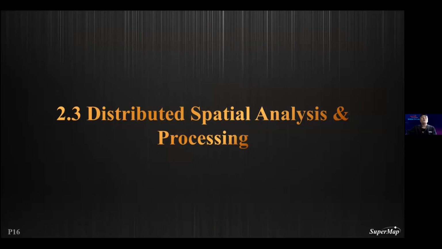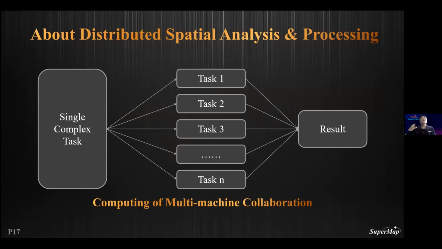All right, and the 2.3 is a distributed spatial analysis and processing. It's very easy to understand, which is the distributed spatial analysis and processing is to divide the single complex task into multiple tasks. Such as we have one server and we have some other server cooperate with it to be a cluster. So we can use all of the server to achieve one single task, and we can get the result as we can get the result in one server.